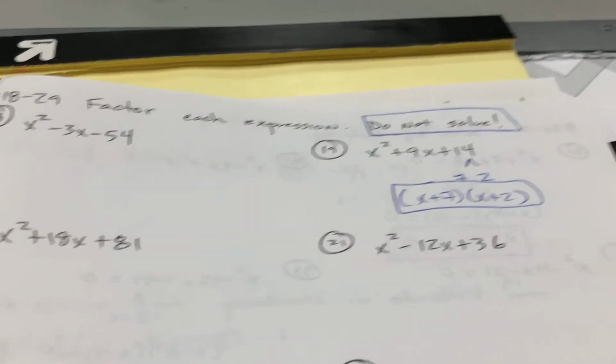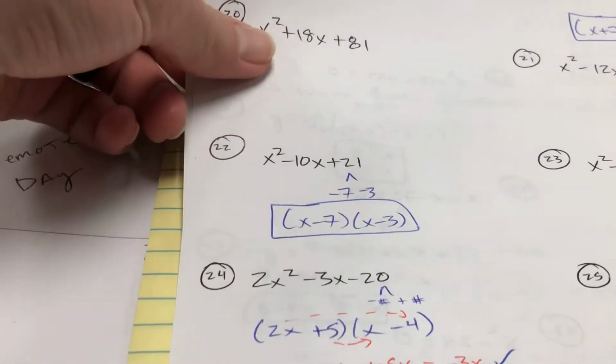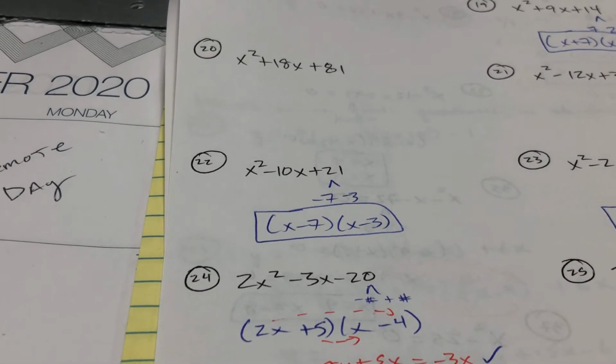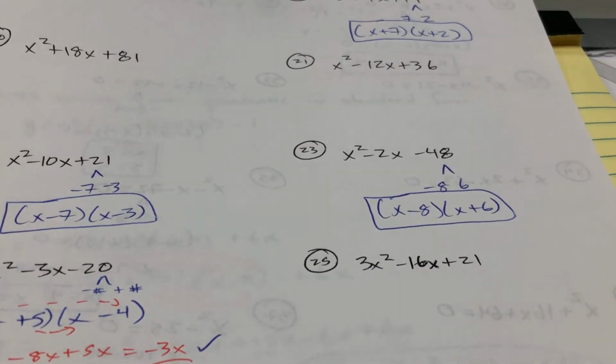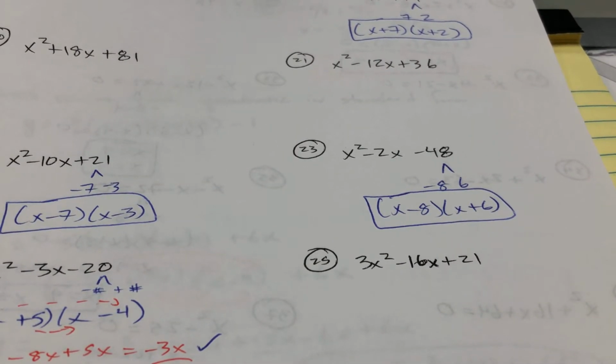Factor, do not solve. You don't have an equation, you have an expression. What multiplies to 14 and adds to 9? Positive 7, positive 2. x plus 7, x plus 2. That is it. 22, what multiplies to 21 and adds to a negative 10? x minus 7, x minus 3. 23, what multiplies to 48 and differs by 2? x minus 8, x plus 6.